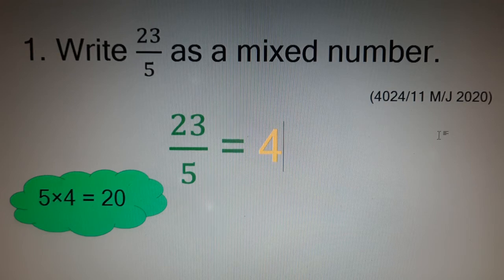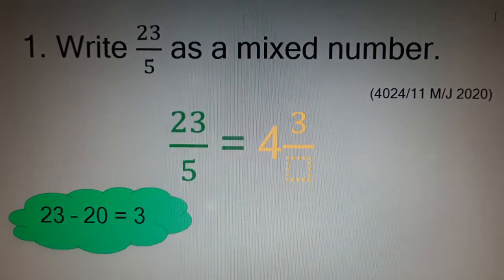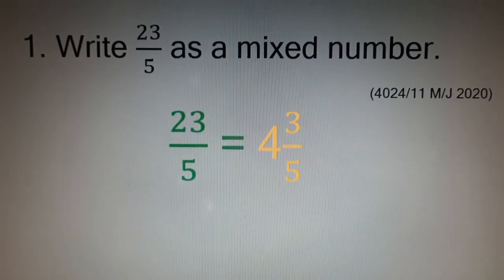Then you should know the multiplication table. 5 into 4 equals 20. That means there are 4 5s in 23. So write 4 as the whole number. Then 23 minus 20. Then 3 remains. Then write the remainder in the numerator, and the divisor 5 write in the denominator.